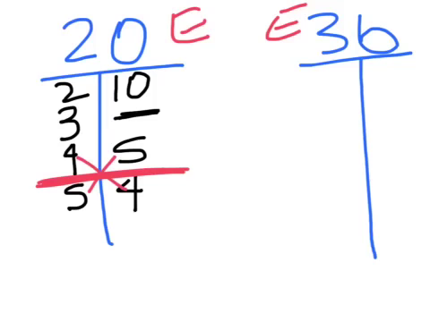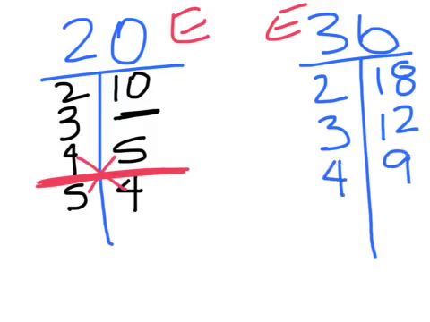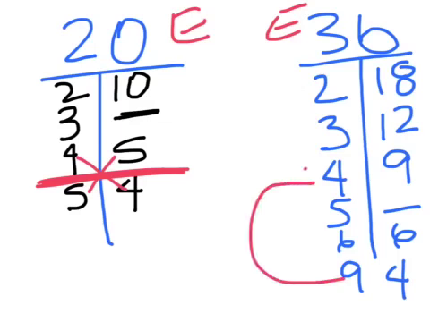Okay? So now let's try doing 36. 2 times 18. 3 times 12. 4 times 9. 5, no. 6, oh yeah, 6 times 6. 7, no. 8, no. 9 times 4. Oh, look, that's repeating up here. So I know that I've got all the factors I need for 36. So I look at the last set of factors I had that weren't repeating, and that's right here.